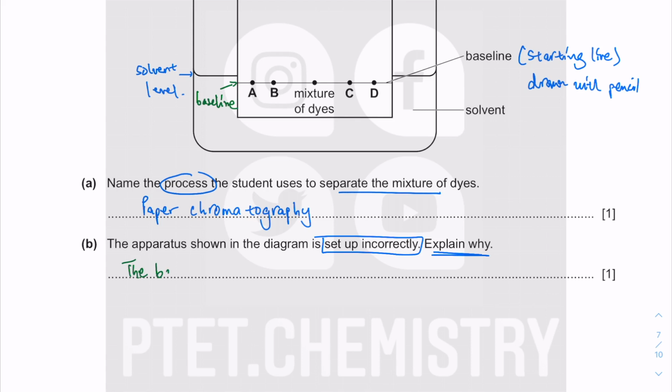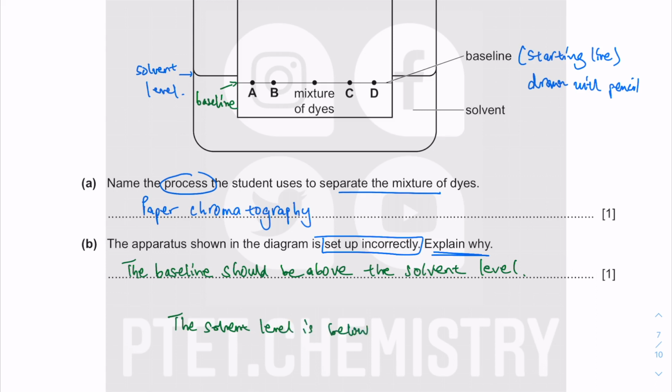So the baseline should be above the solvent level. Or you can do the reverse argument, because you say why is it incorrect? You can say the baseline is below the solvent level. This is incorrect. So either one is actually saying what is wrong with this experimental setup.